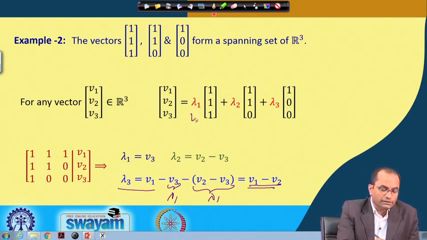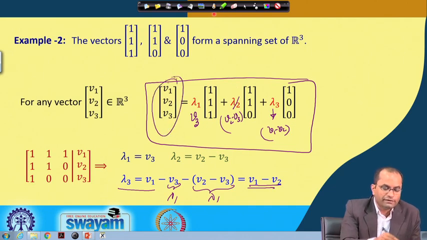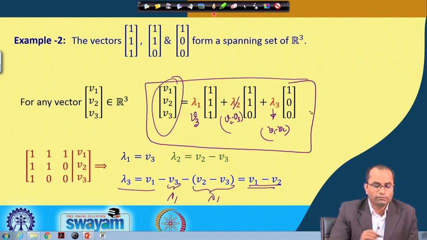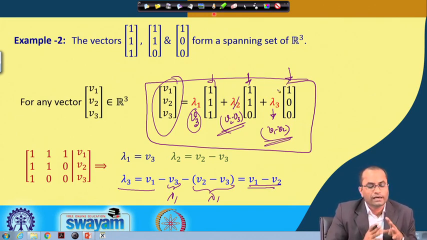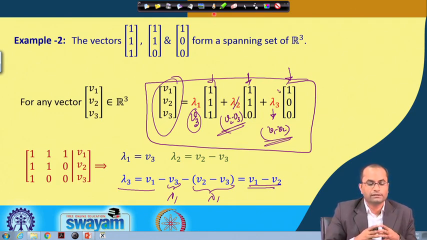So, here lambda 1 is just v 3, lambda 2 we need to take v 2 minus v 3, and lambda 3 we need to take v 1 minus v 2. So, we got this linear combination: any vector v 1, v 2, v 3 we can write down as a linear combination of these given vectors, in the form v 3 times the first vector, v 2 minus v 3 times the second vector, and v 1 minus v 2 times the third vector. So, again we have seen in this example that this was a different set from the earlier example, but again this is also a spanning set of this R 3.